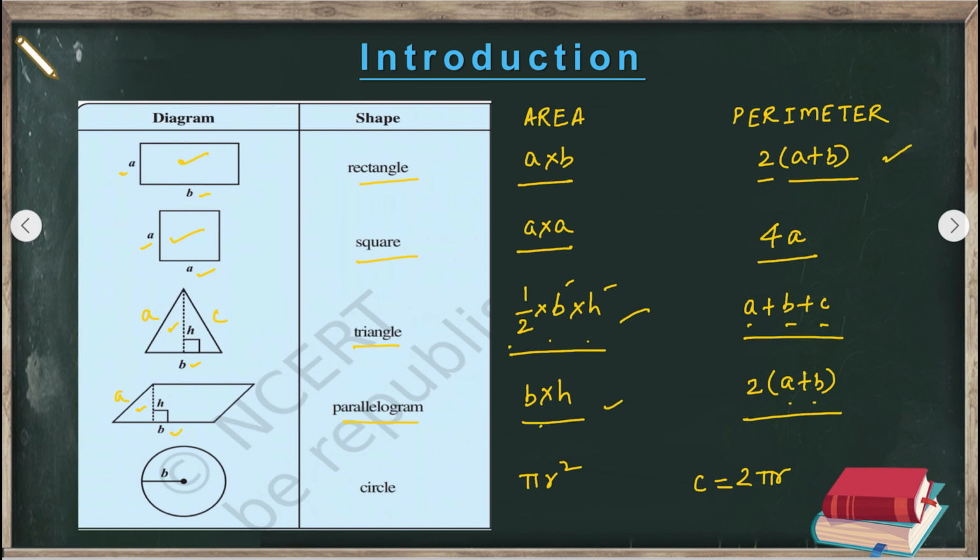Next is a circle. In this, I'm taking R here. This R is representing the radius of the circle. Then the area of the circle is given by pi r square. And in the case of a circle, we don't call it perimeter, we call it circumference. So this C is representing the circumference of the circle.